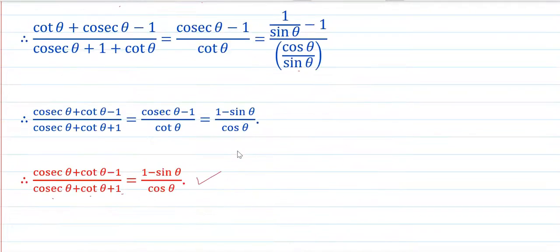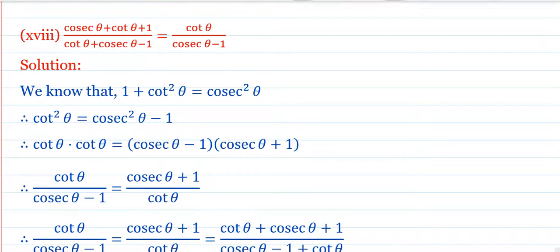Now the next. Now this is the last problem. Cosec theta plus cot theta plus 1 upon cot theta plus cosec theta minus 1 is equal to cot theta upon cosec theta minus 1. Again consider the identity 1 plus cot square theta is equal to cosec square theta. Again it can be written as cot square theta is equal to cosec square theta minus 1. Cot square theta means what? Cot theta into cot theta.